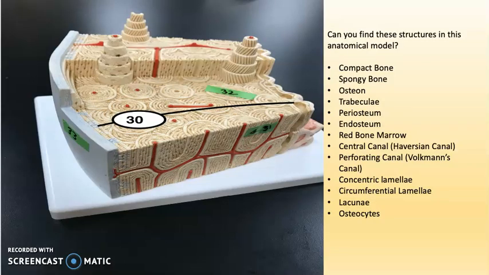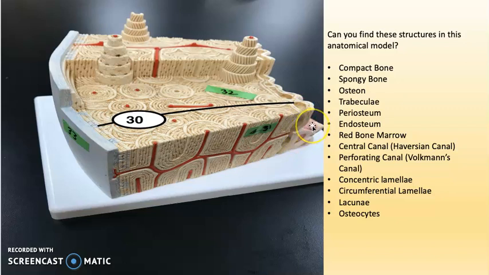Can you find these structures in this anatomical model? Which one is the compact bone, and which one is the spongy bone? You see that the structure labeled with the number 30 is the compact bone, and from here, you see these are the spongy bone. Why? Because we see the osteon labeled with the 32. We see the cylindrical structures, they are all osteons, part of the compact bone. And you see the trabeculae and latticework plates, the bony plates, characteristic of the spongy bone.